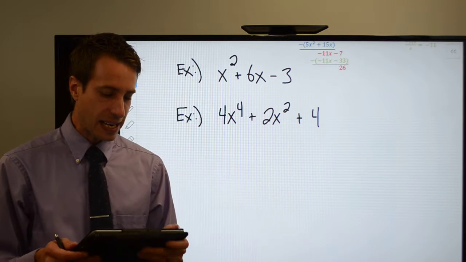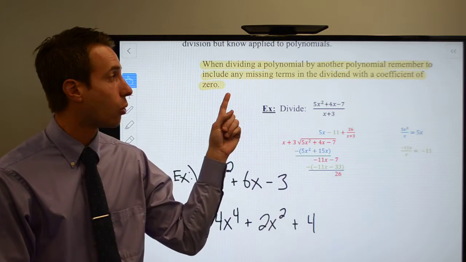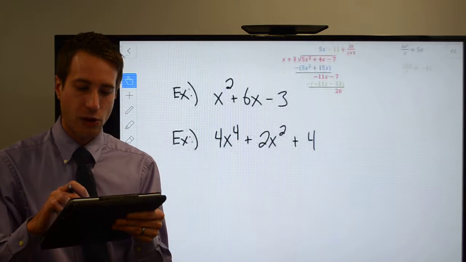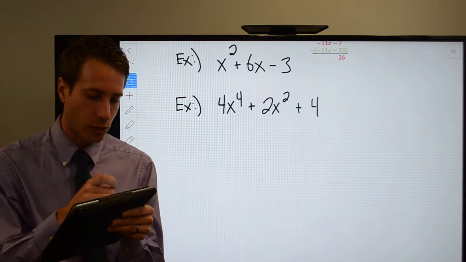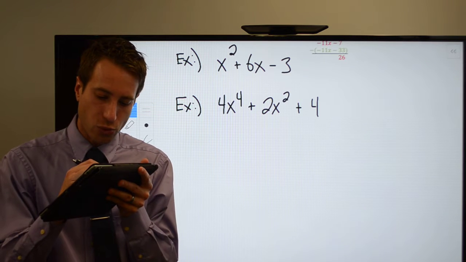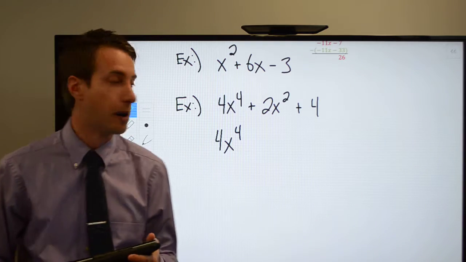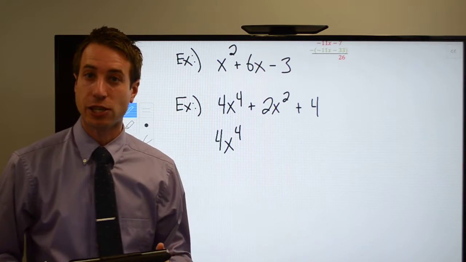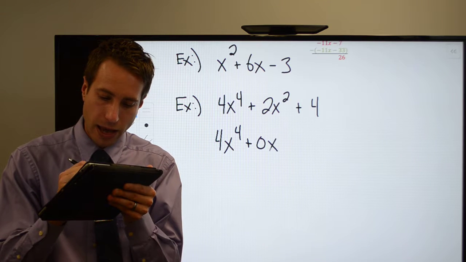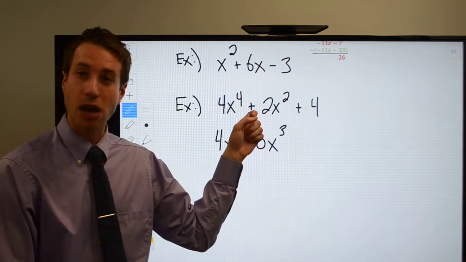When I say up here in the directions that you're going to want to use a placeholder with a coefficient of 0, here's what I mean. This is just going to make your life so much easier when it comes to algebraic division. What you're going to want to do is rewrite this as 4x to the fourth, because that's my highest power. But then I'm missing an x cubed. So we're going to add a 0x cubed, because that's the next power, but it's not there.